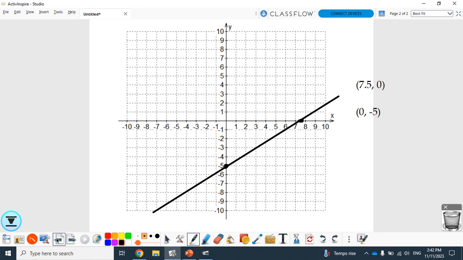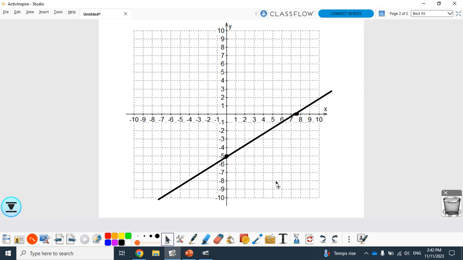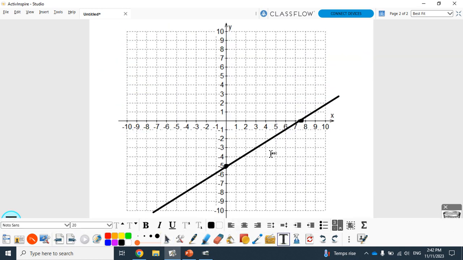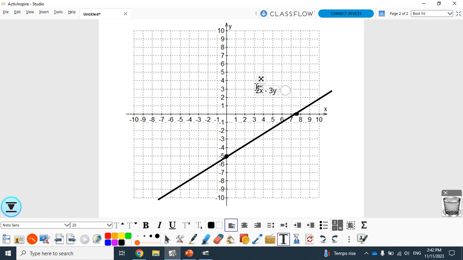Okay? So actually, let me go ahead and label this really nicely here. This line is 2x minus 3y equals 15. That's what this line is. Perhaps if you really like, we can label the coordinates, right? 7.50 and 0, comma, negative 5. Silly, Mr. Yakimishin. And that's about it, folks.